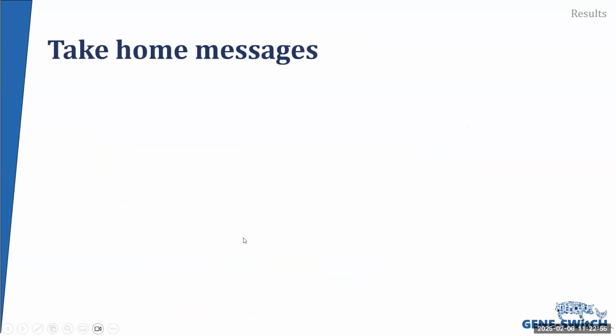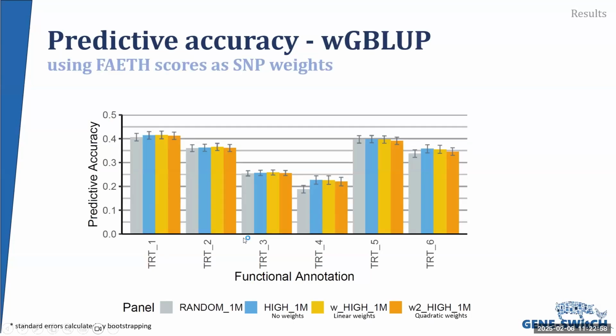As you can see from the histogram, there were very little benefits to using the weights in this way. And in fact, in some cases, it actually decreased the predictive accuracy on the traits. So unfortunately, it does not look like these scores can be used by default in the way that we intended for weighting.